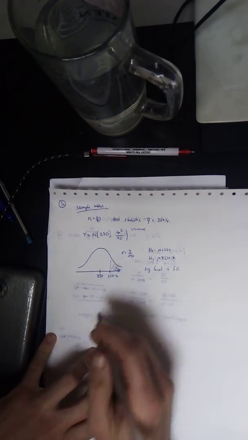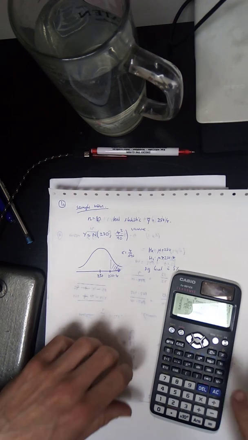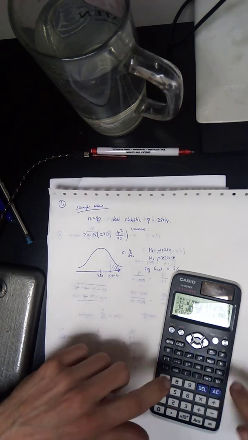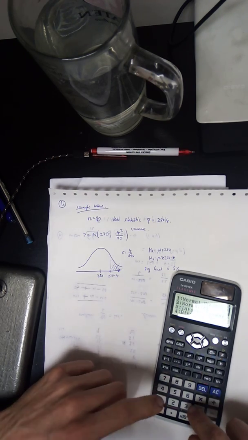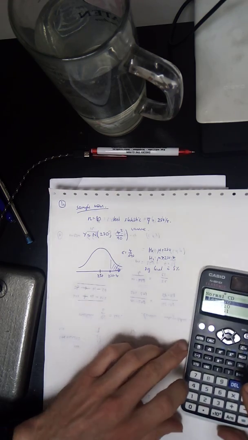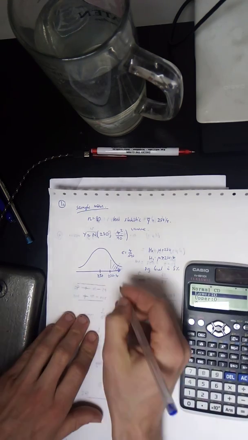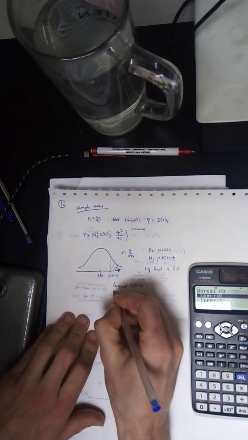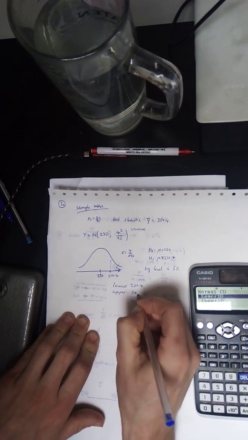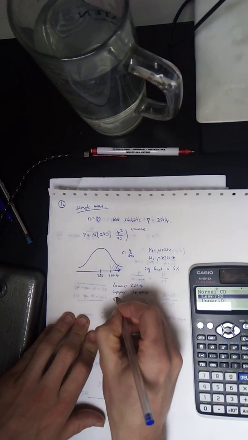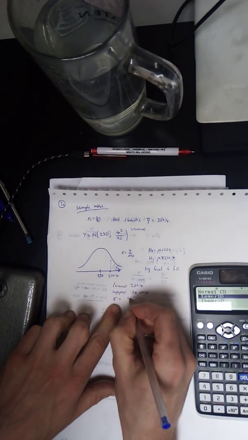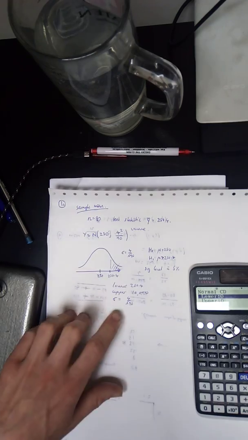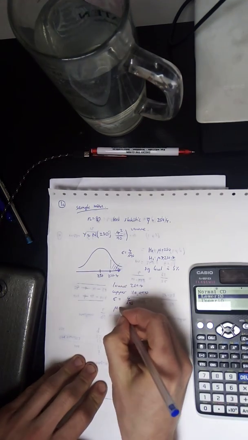Lovely. We can work this out then using our ClassWiz. So menu 7 for normal. No, it's always normal CD, isn't it? You never use normal PD. Right, the lower is 250.4. Upper, something big. I'm going to put 10,000 in. Standard deviation we've got is 4 over root 90. And the mean, mu, is equal to 250.